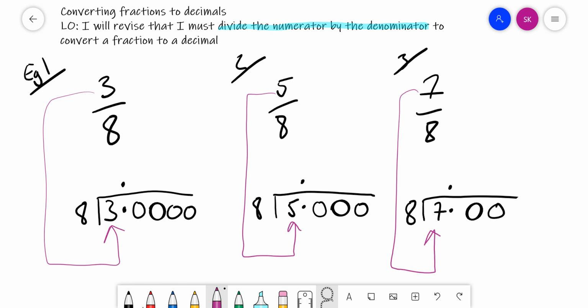The first one, 8 into 3. You can't fit any 8s into 3. There's a remainder of 3. 8 into 30 goes 3 times, remainder 6. 8 into 60 goes 7 times, remainder 4. And 8 into 40 goes 5 times, remainder nothing. So we're done.